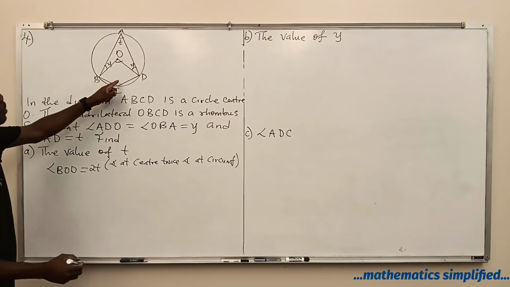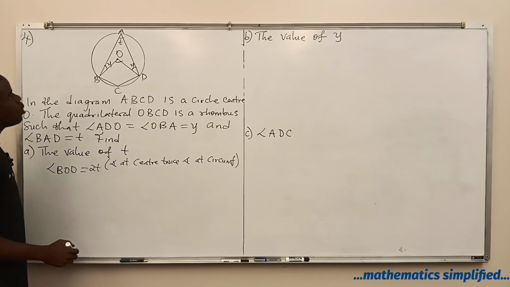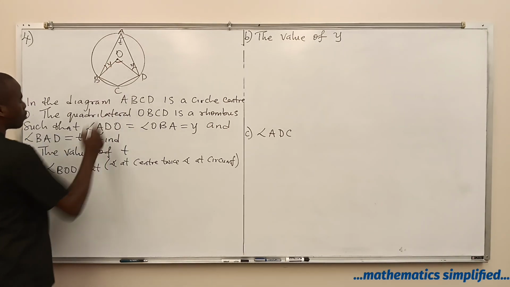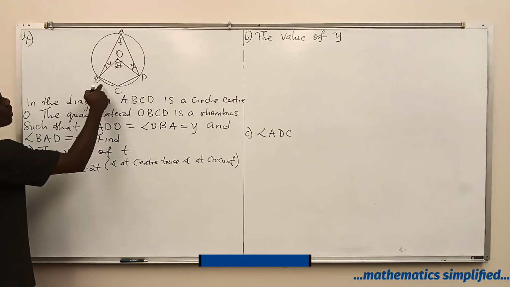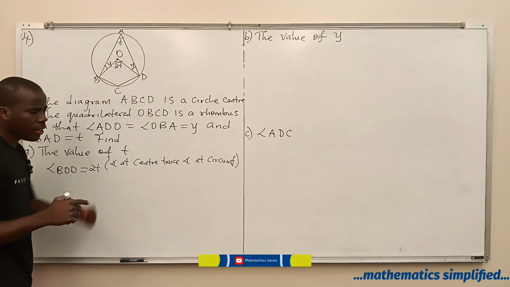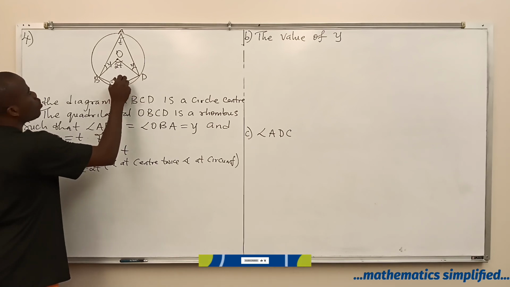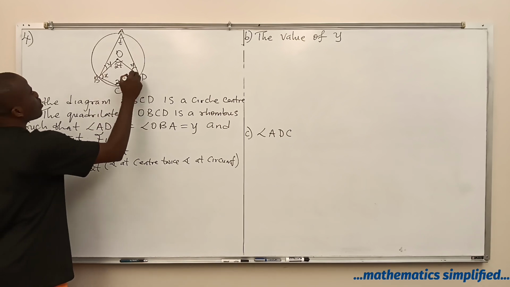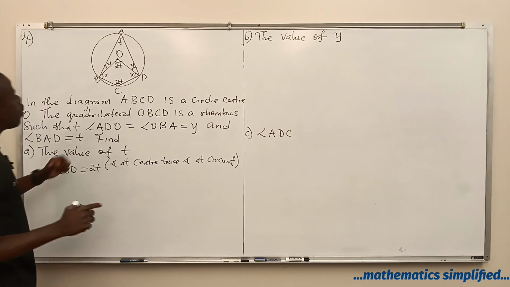And so, what about this? We know that opposite angles of a cyclic quad are supplementary. Here is 2T. Since we are told that OBCD is a rhombus, we know from properties of a rhombus that the opposite angles are equal. So if here is 2T, here is also 2T. Let's call here X, and here X. If here is X, here will be X because opposite angles of a rhombus are equal.